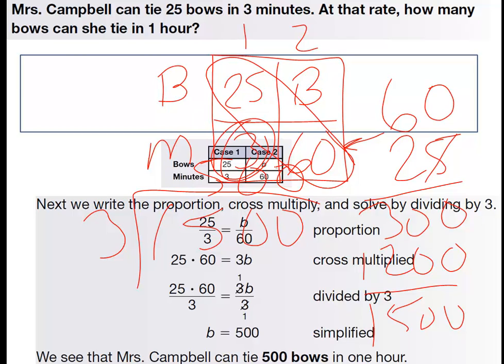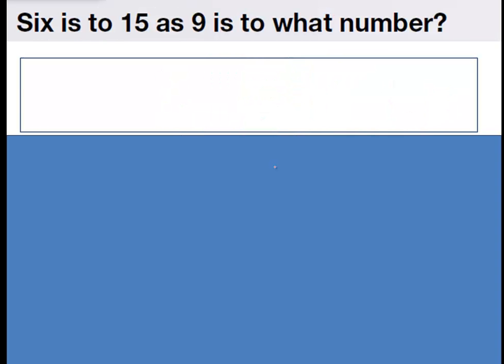Hopefully you're able to do this. Hopefully you're able to set this up. Hopefully you're doing these and you're not just listening to the video, that you're actually practicing them. All right, try one more. Pause the video, see if you can come up with your answer.